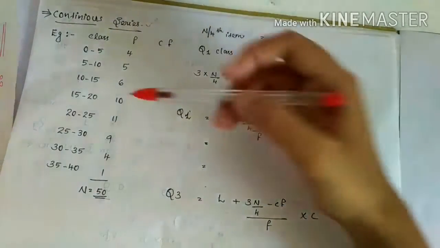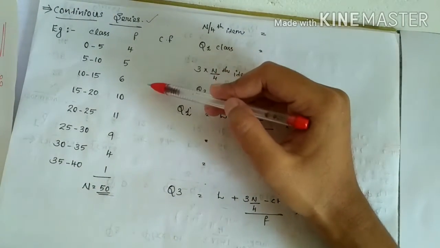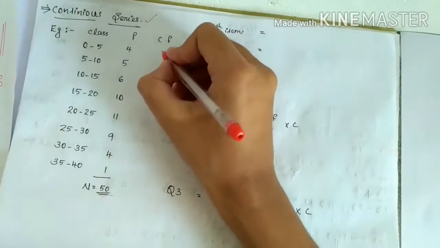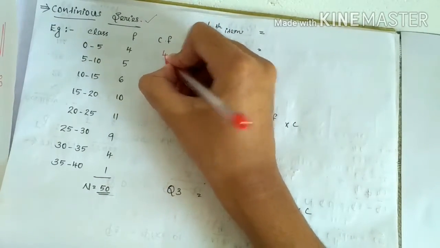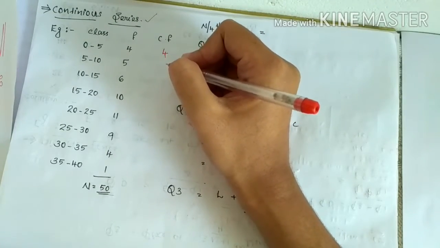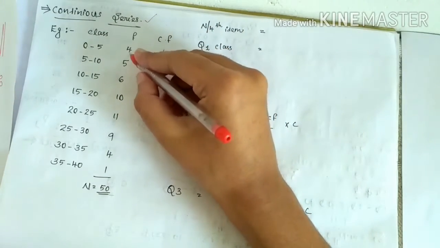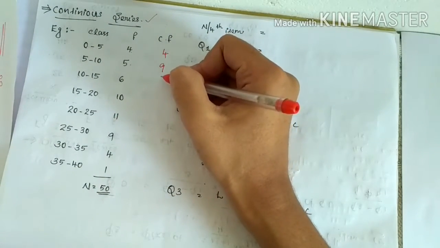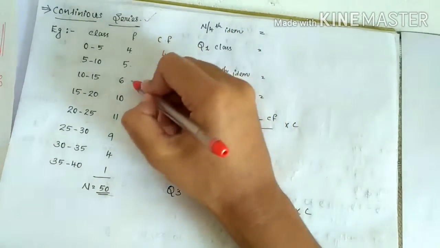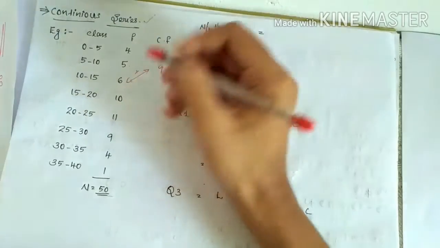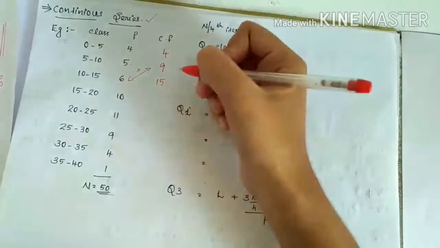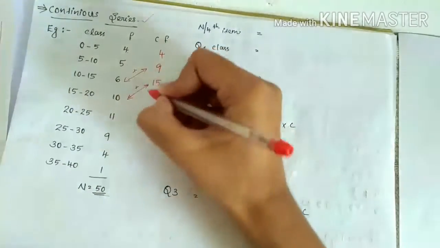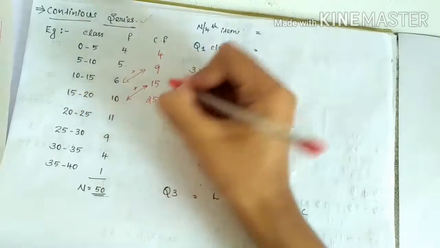The first procedure is to find the cumulative frequency of all the classes. The cumulative frequency of the first class is 4. The cumulative frequency of the second class is 4 plus 5, the answer is 9. The cumulative frequency of the next class is 9 plus 6, that is 15. And the next, 15 plus 10, that is 25.